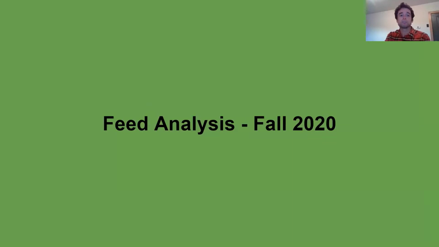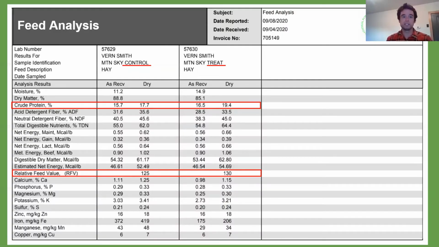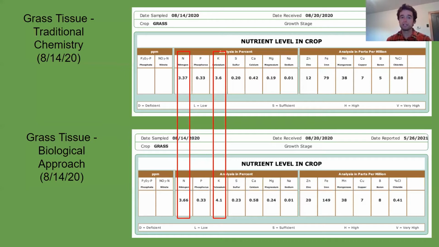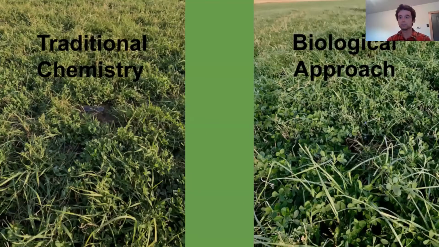We also tested the feed value on these fields after they cut and baled the hay. Slightly higher protein, a little bit higher relative feed value on the biological side. We did tissue testing. You can see the nitrogen was higher and the potassium was higher on the biological side. Just having healthier soils, cycling the nutrients that the plants need to create these healthier plants. And if you look closely at these pictures, you can see on the chemistry side, there's more bare ground. The germination wasn't as good. It's hard to get perennial grasses to germinate in a bacterially dominated soil without any help. And you can see that in these pictures.